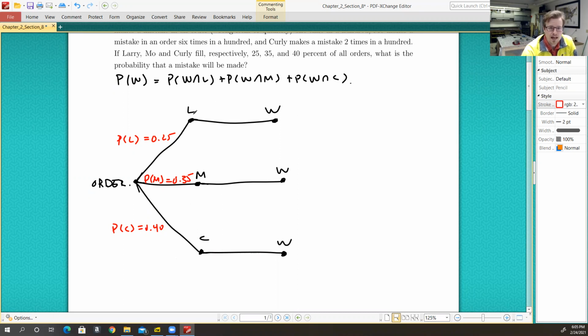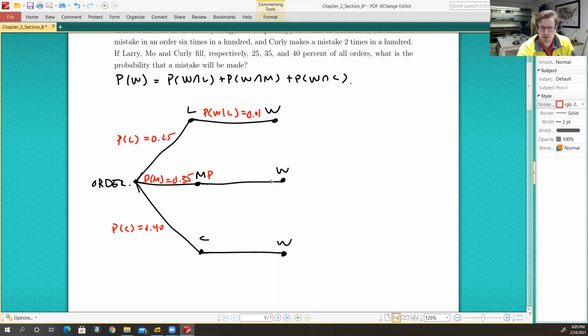Excellent. Now, what's the probability that it will go along this path, or that we would follow this path? The probability would be given by, well, we're looking at the probability that Larry filled it, and we're going to get a mistake, but not and, right? We're traveling from Larry to the mistake here, so the probability that it's wrong given that Larry filled it. And we're actually given that number, right? Larry makes a mistake 1 time out of 100.